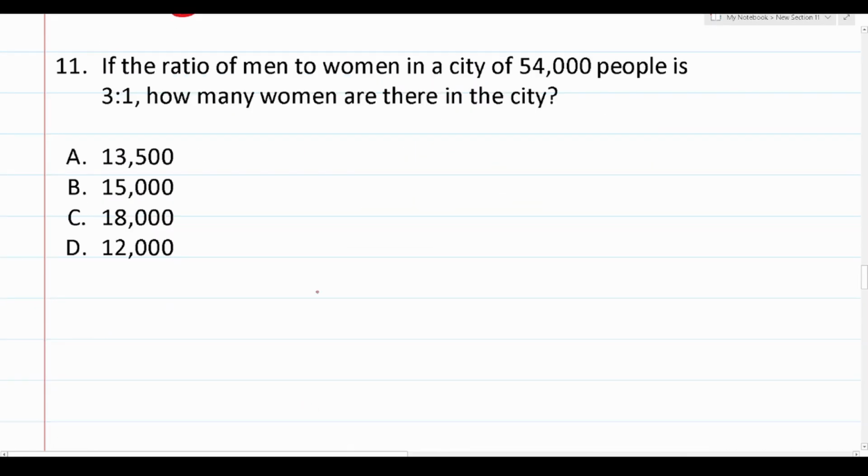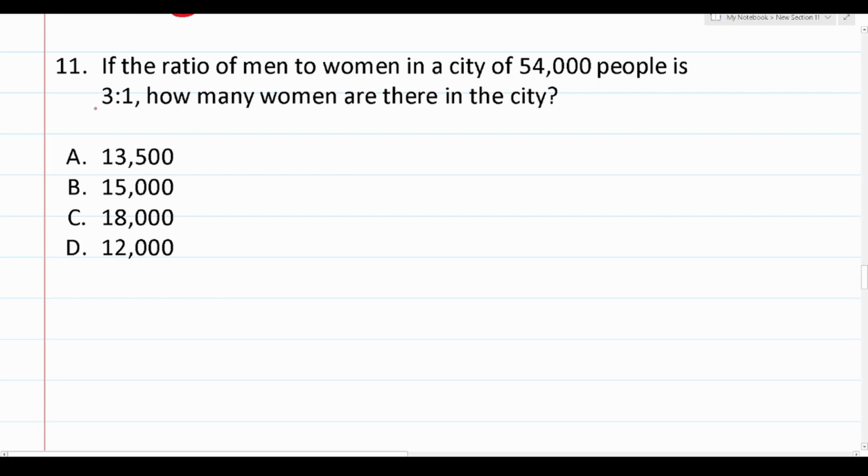All right, number 11 says, if the ratio of men to women in a city of 54,000 people is 3 to 1, how many women are there in the city? So you might be thinking you're going to use a proportion to solve this one, and you'd be correct. That said, it's going to take a little bit of logical thinking to set this proportion up correctly.